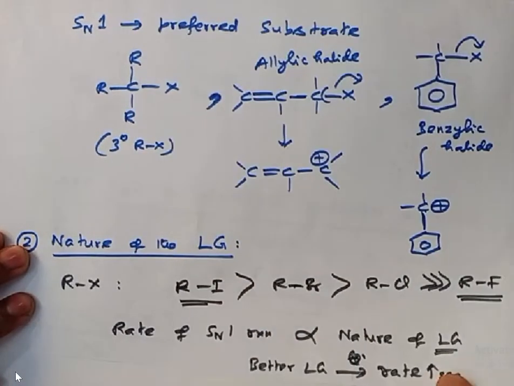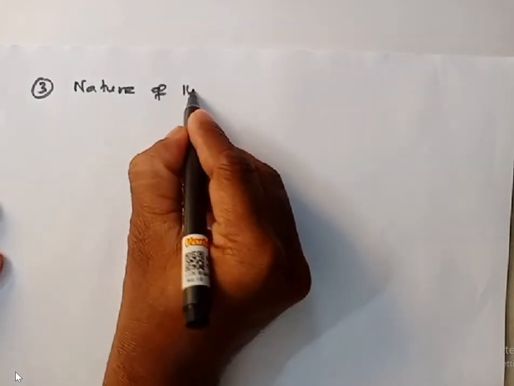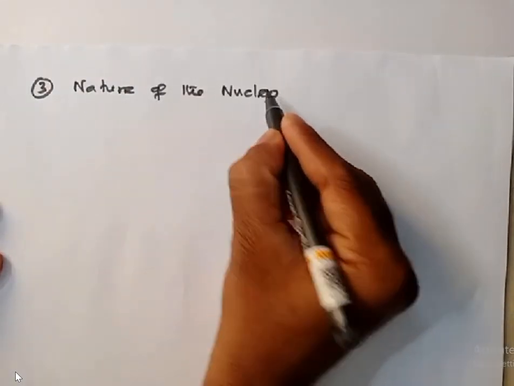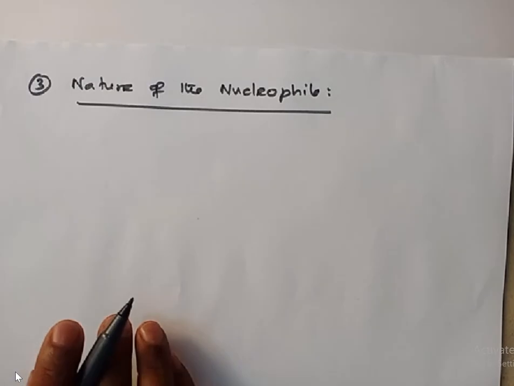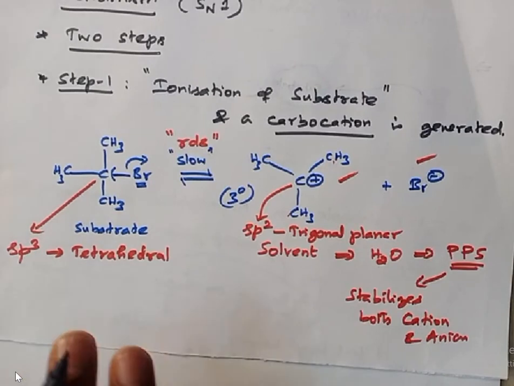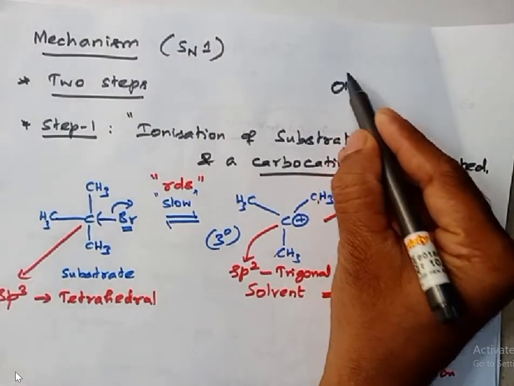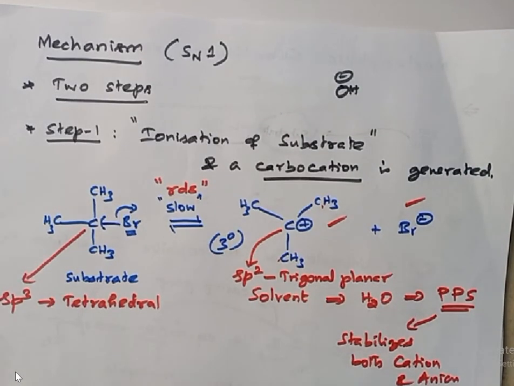Now, the third important point, after the nature of the leaving group, is the nature of the nucleophile. Students, observe carefully. Is the nucleophile involved in the rate determining step? Check it. What is the nucleophile in this reaction? Hydroxide ion. Is hydroxide ion participating in step 1 or in the rate determining step? Just check and tell me.